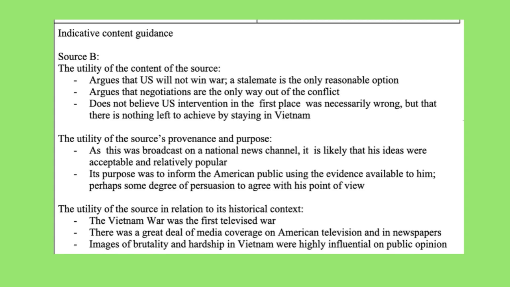But let's take a look at some examples of points that you could have made, firstly for source B. Now you'll notice that the mark scheme is split into 3 subheadings, so let's first take a look at the utility of the content of the source. Essentially, that's asking you to think about what is the source actually telling you. So you might say, for example, that it argues that the US will not win the war, and a stalemate is the only reasonable option.